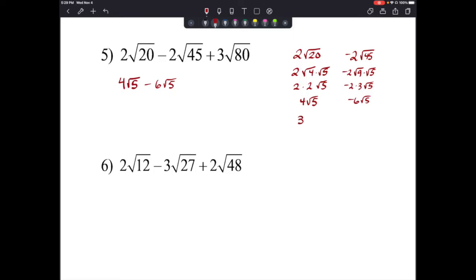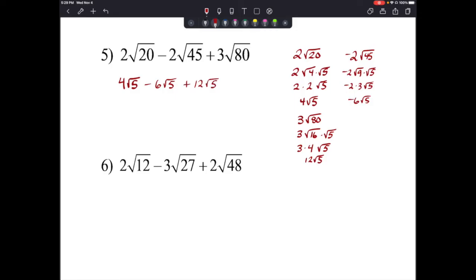And then when we do 3 times the square root of 80, okay, if you need to break 80 down, go ahead and do it. I know that the biggest perfect square that I could find in 80 would be 16. So I'm going to do 3 times the square root of 16 times the square root of 5. You break it down however you need to break it down to get to your answer, but it should be 3 times 4 times the square root of 5, or 12 times the square root of 5.